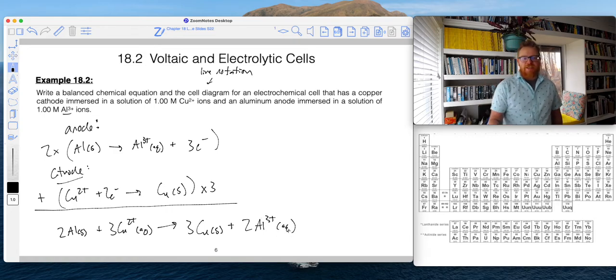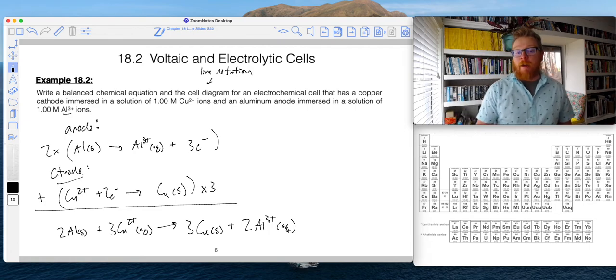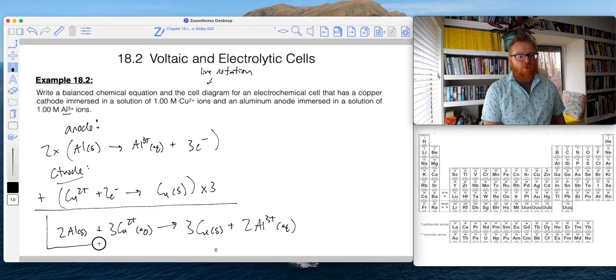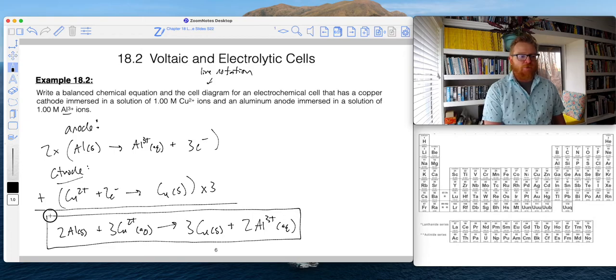And we should see the balance of atoms and the balance of charges. So I've got 2 aluminums and 2 aluminums and 3 coppers and 3 coppers. On this half, it's 3 times 2 plus to give me 6 plus total charge. On this half, it's 2 times 3 plus to give me 6 plus total charge. So this is my balanced chemical reaction that shows me exactly how many electrons are being transferred. In this case, it's 6, and the correct stoichiometry.